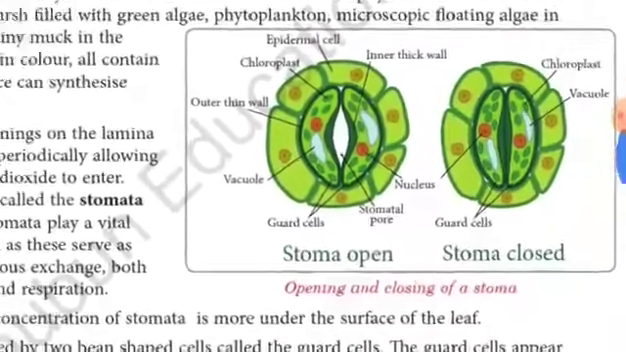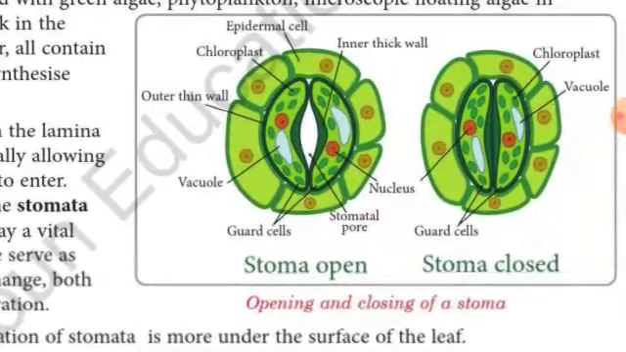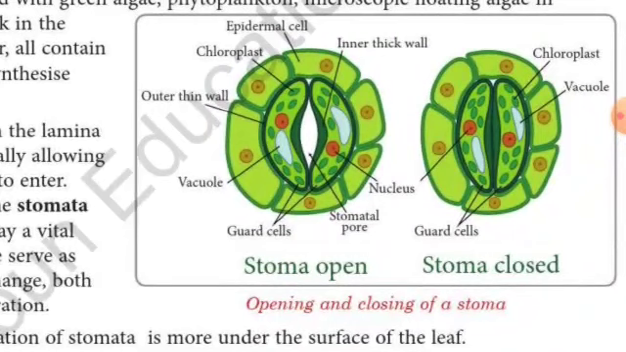Here the diagram is given of the stomata. A single stomata is called a stoma. It shows how the stomata are open and how the stoma is closed. Stomata contain a pair of guard cells. See here, the bean-shaped guard cells in the center. The stomata open with the help of guard cells.